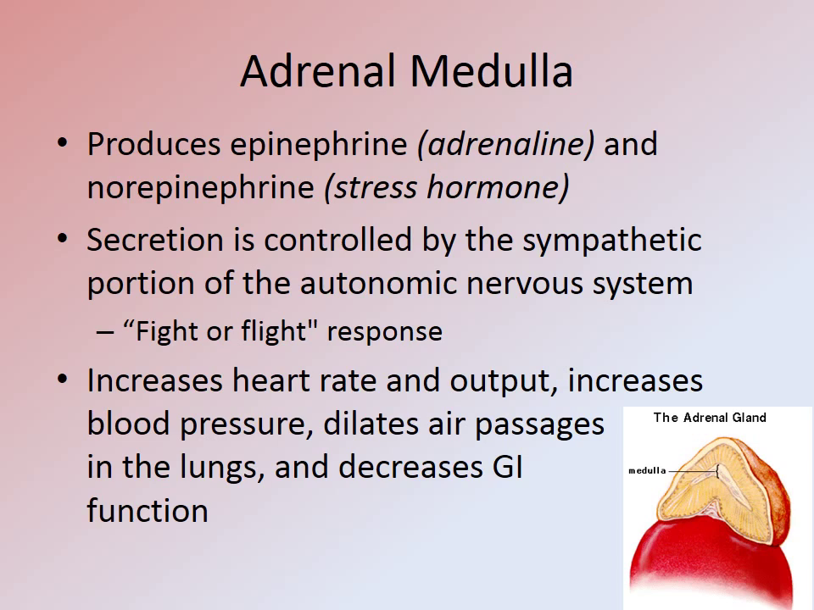So this adrenaline or epinephrine will increase heart rate and output, increase blood pressure, dilate air passages in the lungs, and decrease GI function. We often talk about the sympathetic nervous system, fight or flight, and what it does to our body, and it brings all the blood circulation to areas that need to work the hardest, like our muscles, because we're going to be running for our lives, our respiratory tract, because we're going to have increased respiration, and our cardiac output as well.